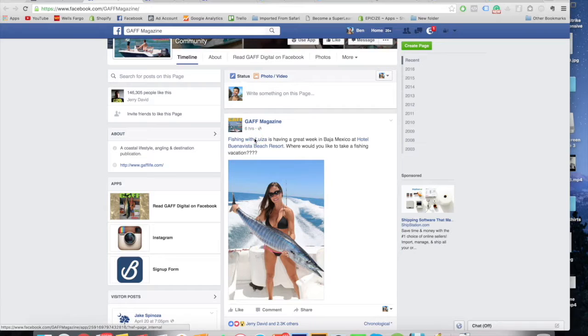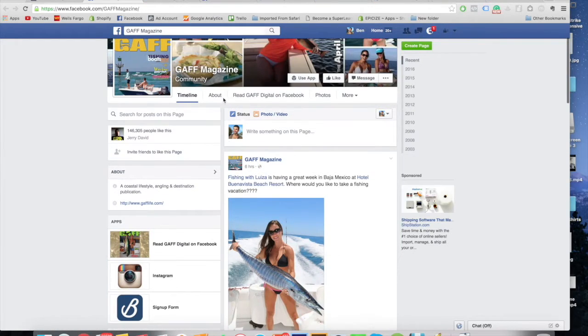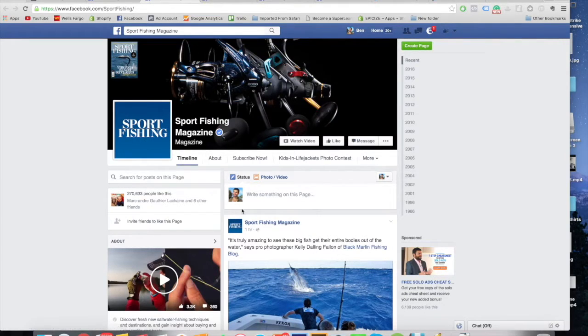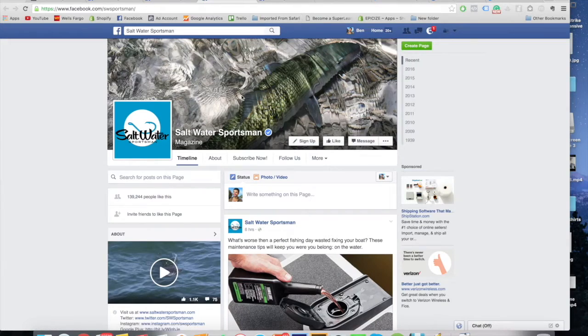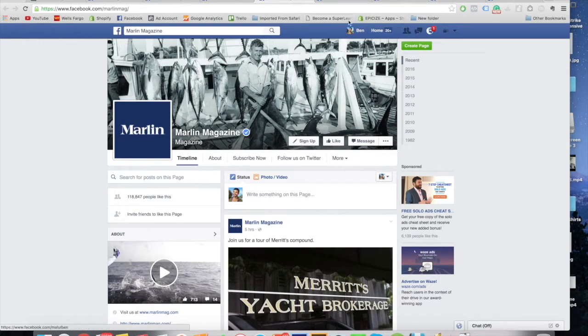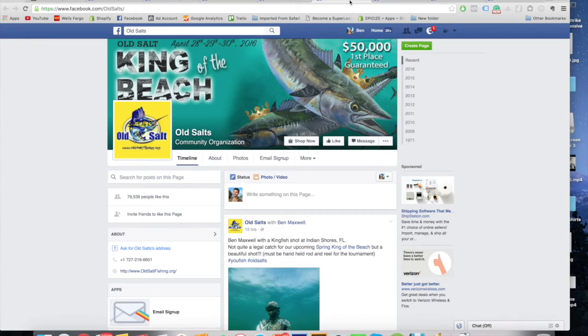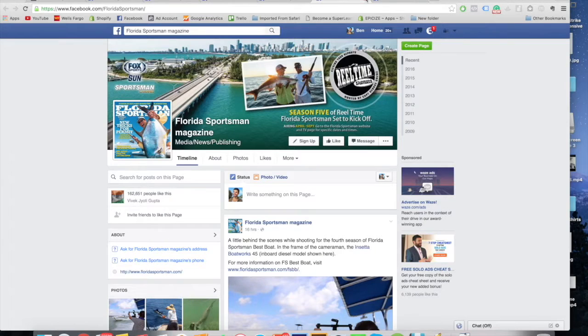Okay, so this already shows you this page is related to fishing, sport fishing magazine. Related to fishing, saltwater sportsman related to fishing. You can see the hook, you can see the fish, you can already see that it's related to fishing. You can even see somebody here with a fishing boat. Marlin magazine, fishing, old salts. Excellent. Anyway, as you can see, we've got a really good audience that we can target.